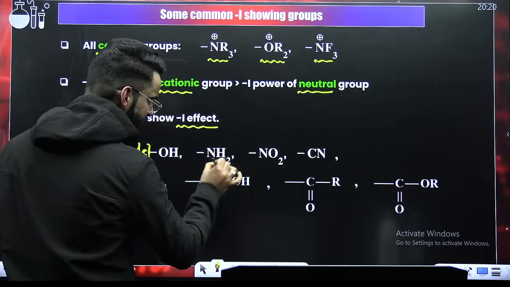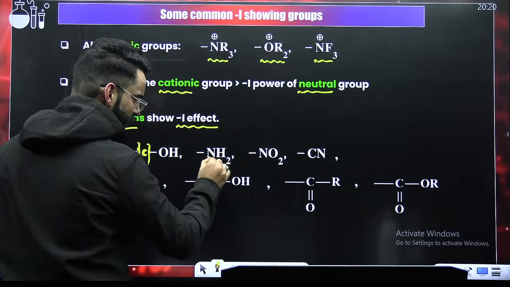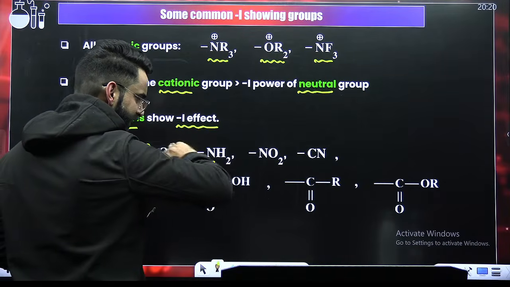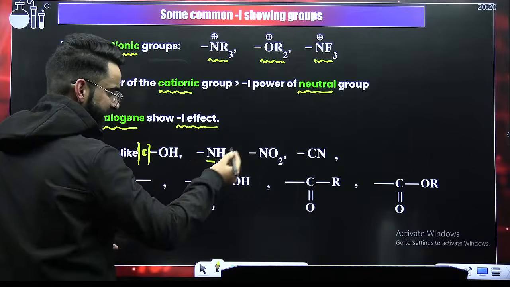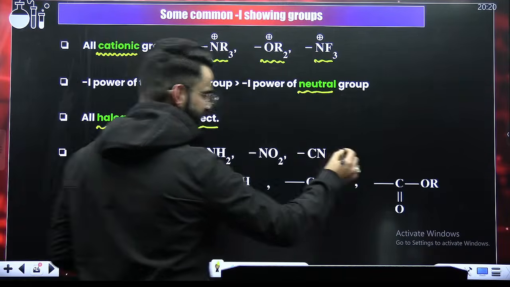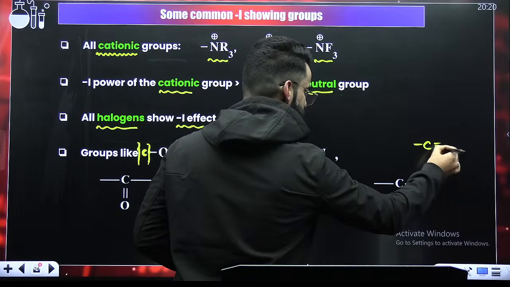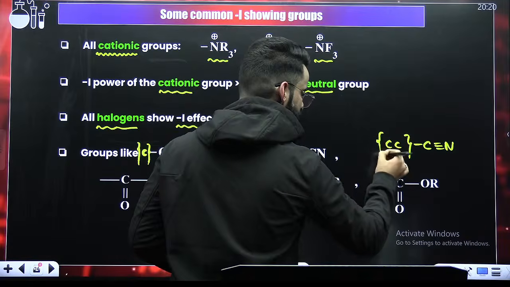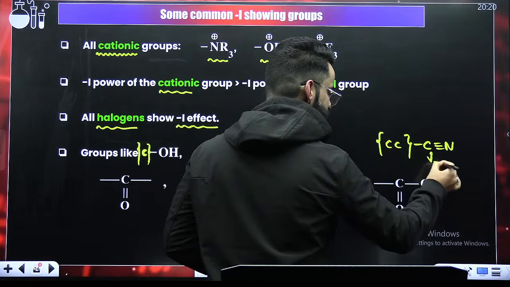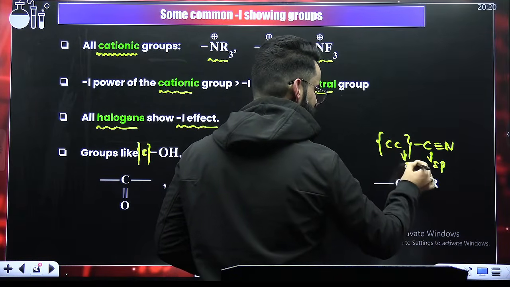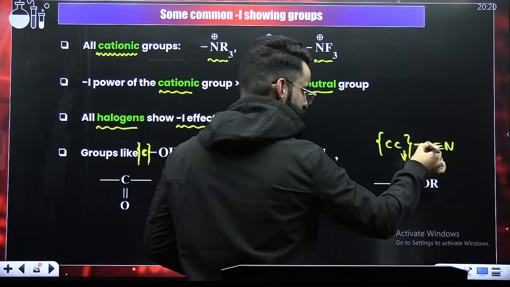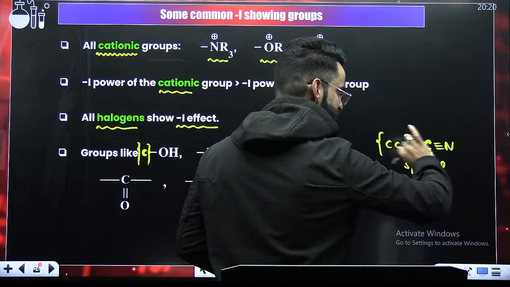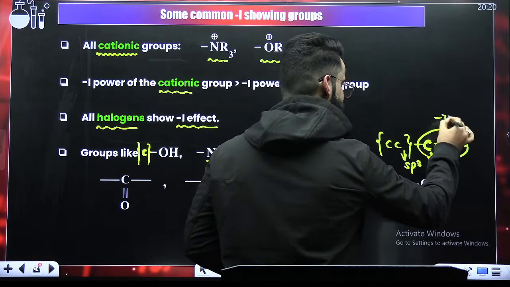Let's say you're attaching this particular group with a carbon chain. This nitrogen is more electronegative than the carbon of the carbon chain, so it will withdraw the sigma electrons towards itself. Again minus I. Even this is C triple bond N, which you're attaching with a carbon chain, for example. Perfect. Now this carbon is sp hybridized and this carbon will be, for example, sp3 hybridized. Electronegativity of this carbon is more, which means it will pull the sigma electron density towards itself. So this particular group again shows which effect? Minus I effect.